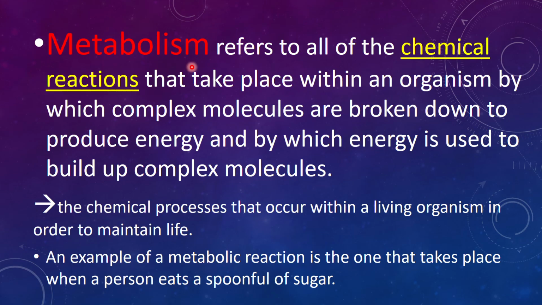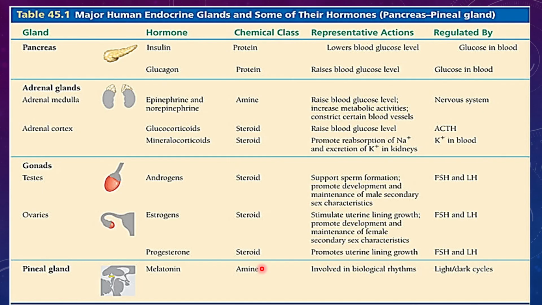Now, again, let's recall what is metabolism. It refers to all chemical reactions that take place within an organism, by which complex molecules are broken down to produce energy, and by which energy is used to build up complex molecules. So the metabolism process happens within living organisms in order to maintain life. An example of a metabolic reaction is the one that takes place when a person eats a spoonful of sugar.